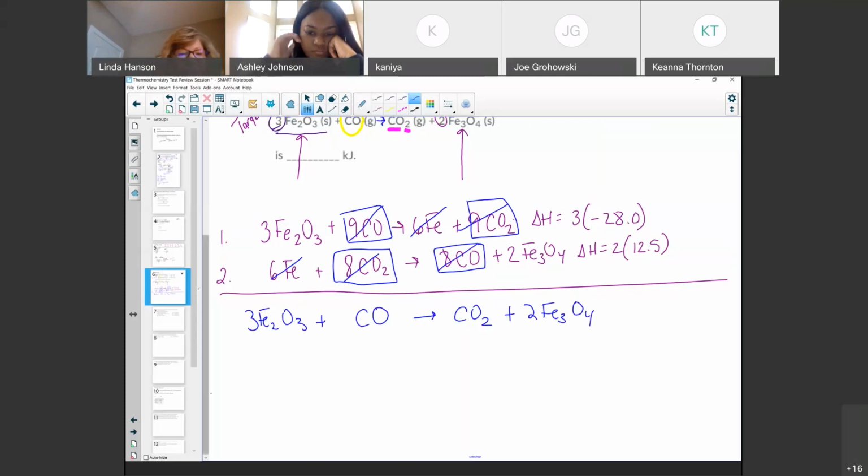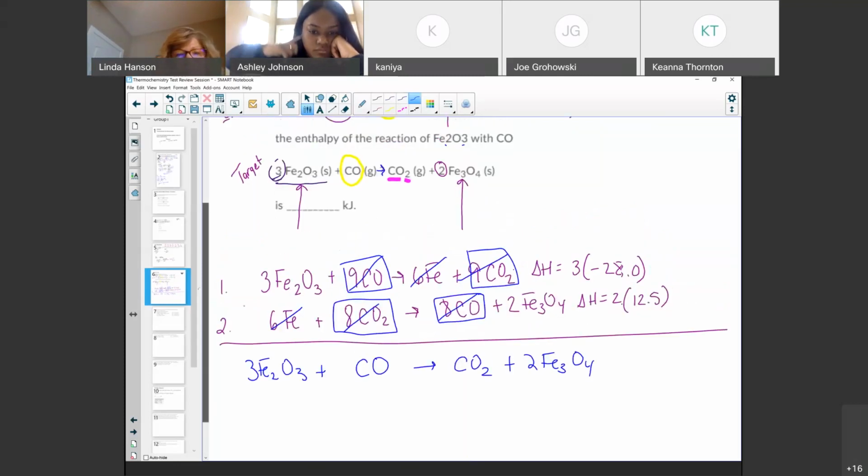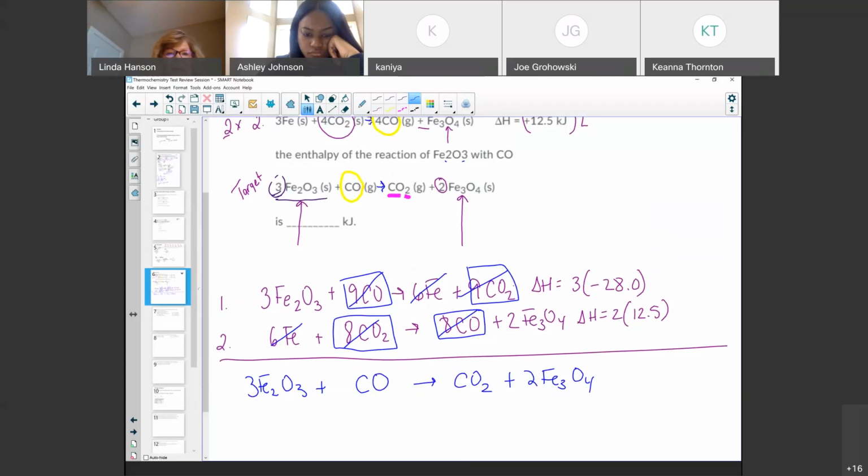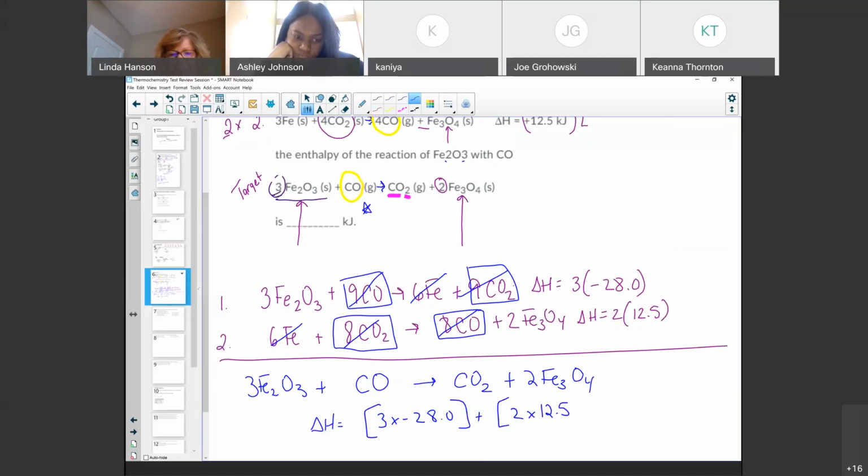So if I'm using the quiz, I probably wouldn't write all this out because we're trying to be efficient. But I just wanted to prove it to you that we added those 2 equations, and indeed, this was exactly the target that we tried to make. So what's left to do is to add those 2 equations' enthalpy together. We have to add 3 times negative 28 plus 2 times 12.5. And that gives us the heat of reaction for our target equation.